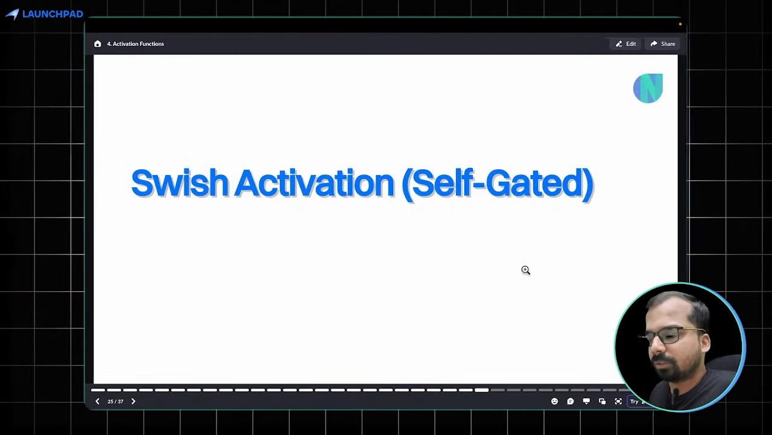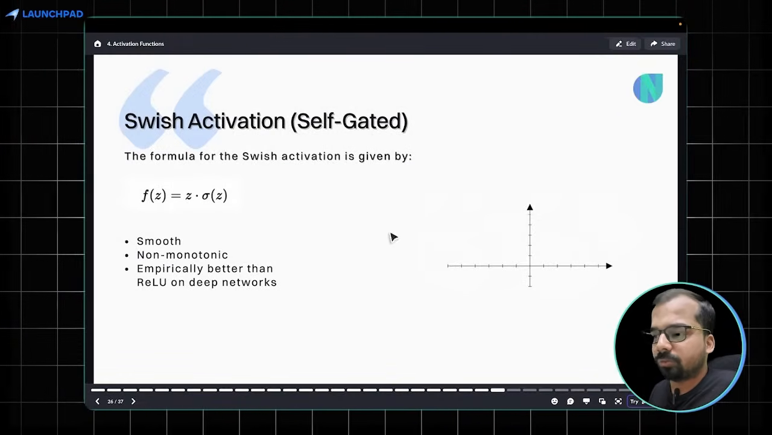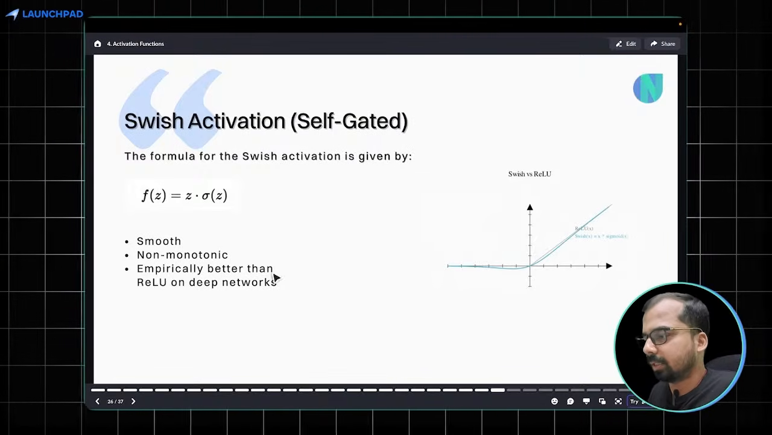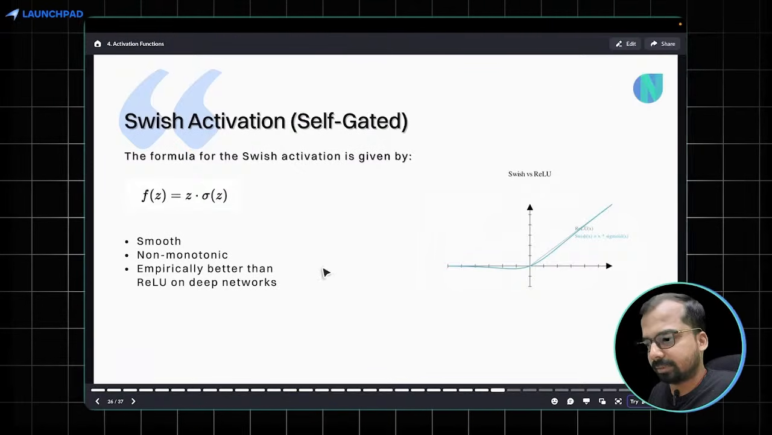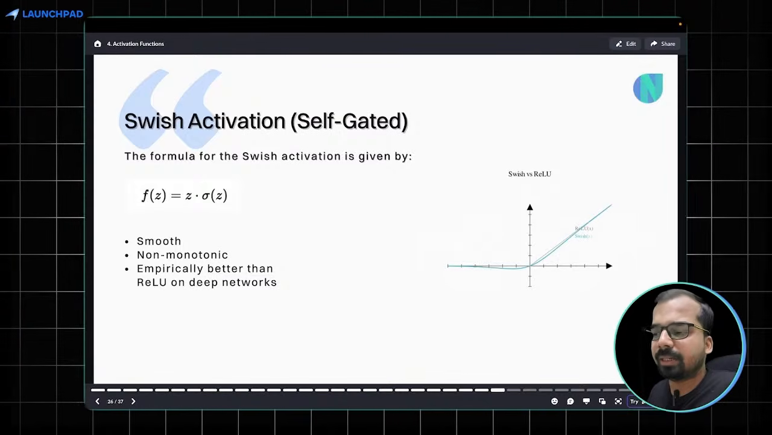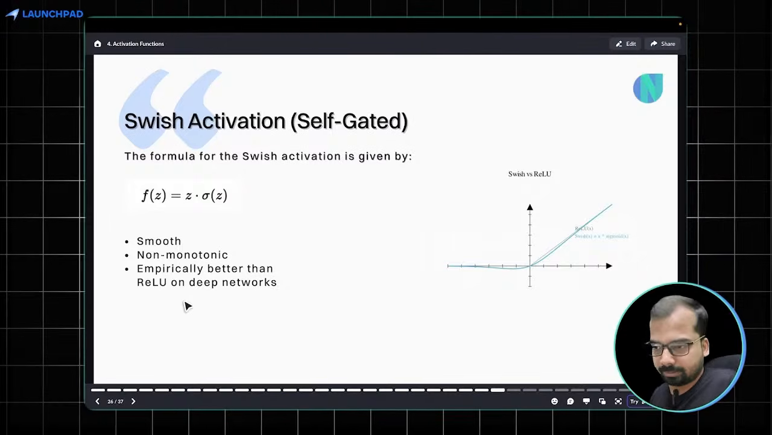Then there is something called swish activation. The formula for swish activation is Z times sigmoid of Z. The shape comes something like this. It is empirically seen that it is better than ReLU on very, very deep networks.